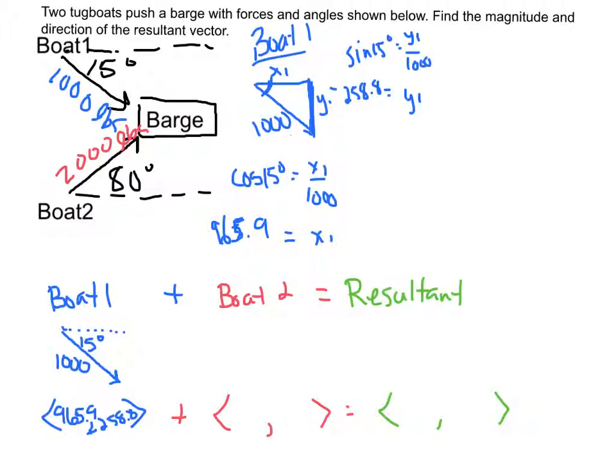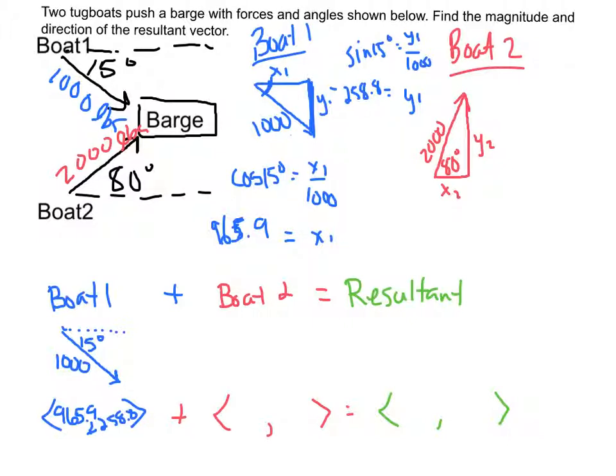So let's look at our second tugboat. That's pushing boat 2. That's pushing at an 80-degree angle. And it's got a force of 2,000 pounds, so the vector has a magnitude of 2,000 is what I'm trying to say. So we'll call this x2, y2, and these both are going to be positive because they're going to the right and then up, so we don't have to worry about any negative signs here.